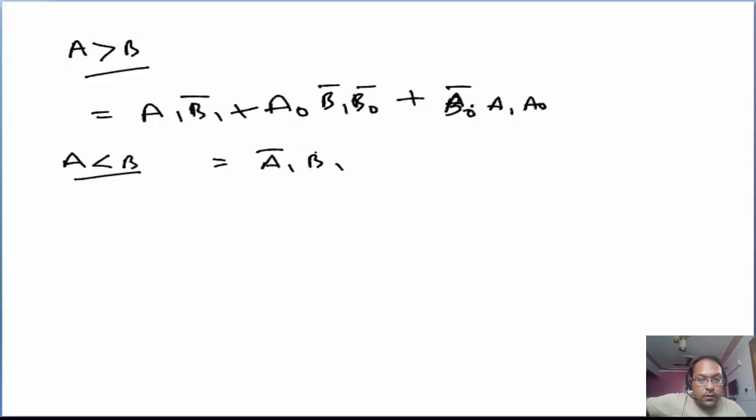And for a less than b, the expression will be a1 bar b1, not b1 bar, it will be a1 bar b1 plus a1 bar a0 bar b0 plus a0 bar b1 b0. Okay, so these are the three expressions, and using these three expressions you can make the circuit for the 2-bit comparator.